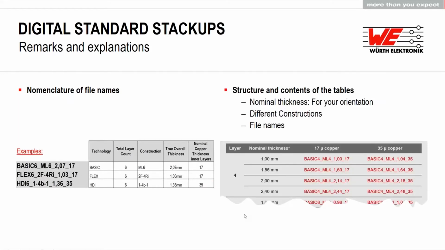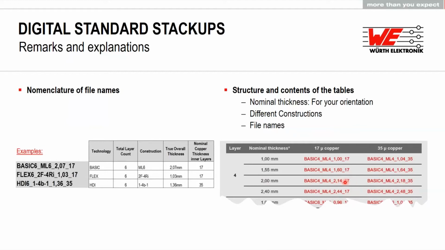Now let's see how this looks in the tables I will show you. This is an excerpt out of the basic technology we will see afterwards. And again, you can find different columns. You can see the number of copper layers here. And there is a column called nominal thickness. This is just for your orientation. So if you're looking for a 2 millimeter board, for example, this is your orientation, and then you can see which real and true overall thicknesses you get.